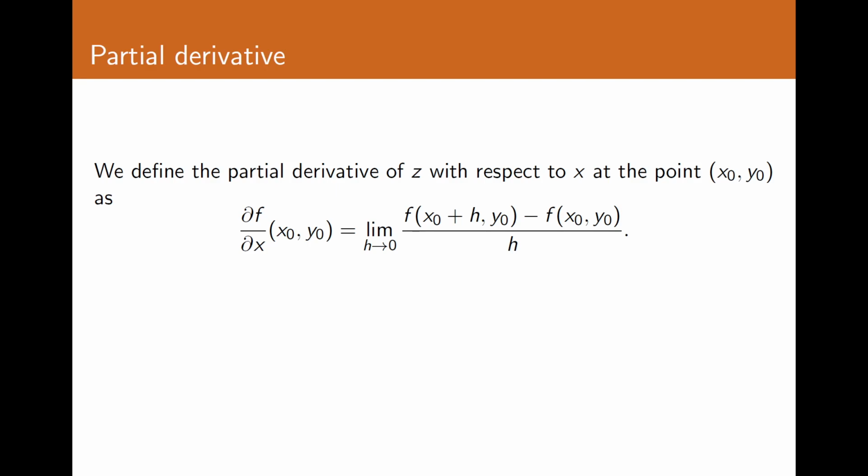So we define the partial derivative of z with respect to x at the point x0, y0, and we write it with this curly d here, which is called del. So we say the partial derivative of f with respect to x on the left-hand side is just this limit where we're only letting the x variable change and the y variable is fixed.